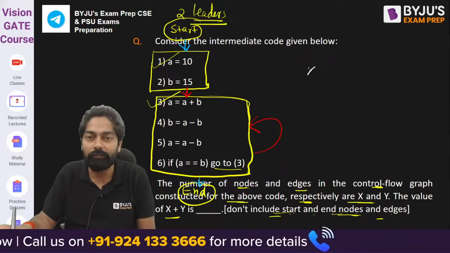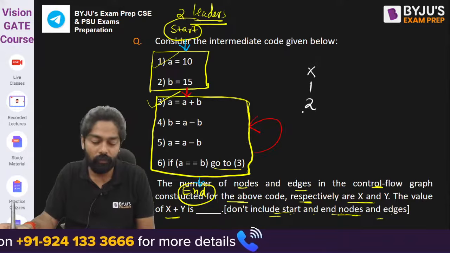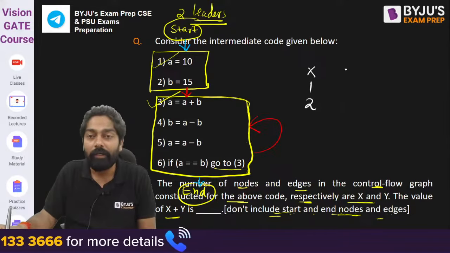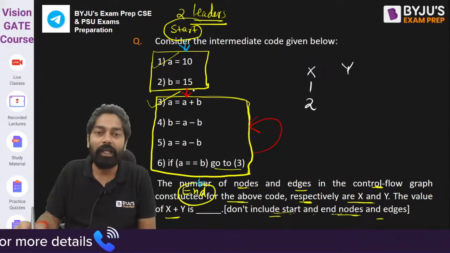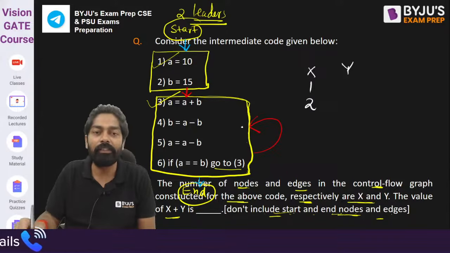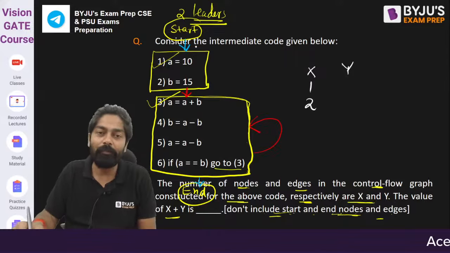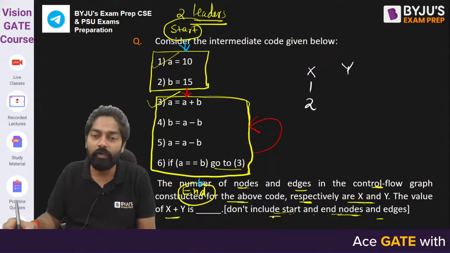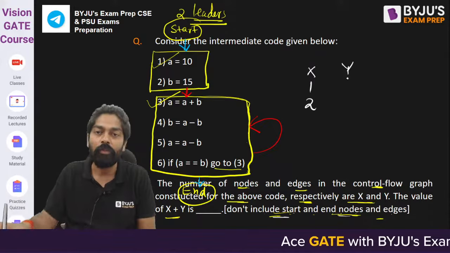So that's why x is 2. Very good. Now, my dear friend, what is y? See the edges. See the red one: this is the first edge, this is the second edge. We have 2 edges. Blue also has edges, but they have clearly written don't include start and end edges. So it is nothing but 2.